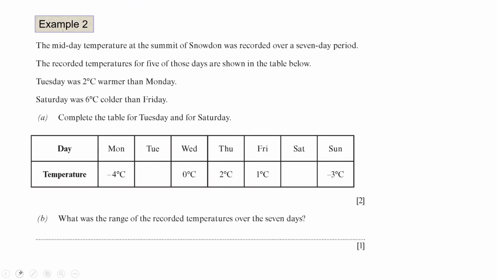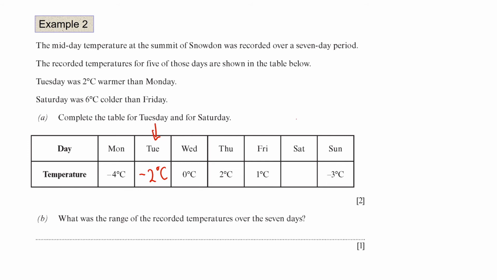Example 2 here then. The midday temperature at the summit of Snowdon was recorded over a 7-day period. The recorded temperatures for 5 of those days are shown in the table below. Tuesday was 2 degrees warmer than Monday. Notice there's a blank here for Tuesday. It asks us to complete the table for Tuesday and for Saturday. So if it's 2 degrees warmer than Monday, that means it was -2 degrees Celsius on Tuesday.